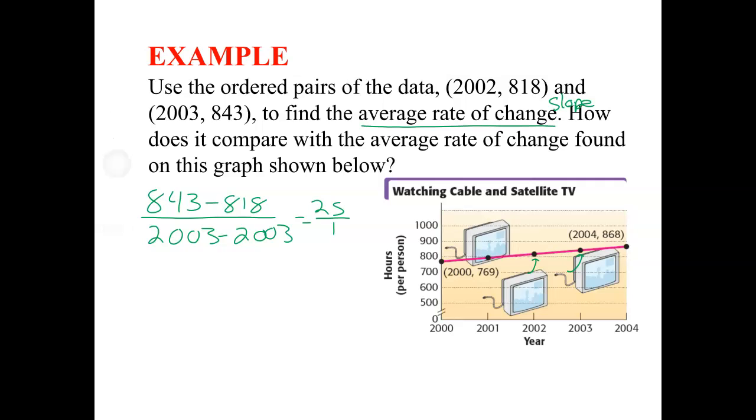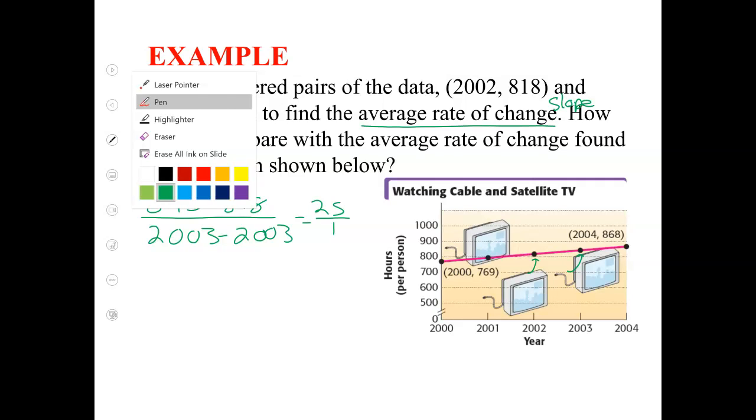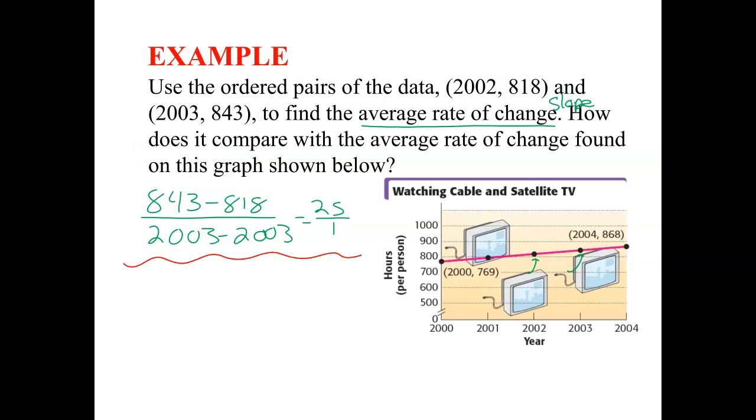Now we want to do the graph. What points are we going to use from the graph? 868 minus 769 over 2004 minus 2000. That's 99 over 4. How does that compare to 25 over 1?